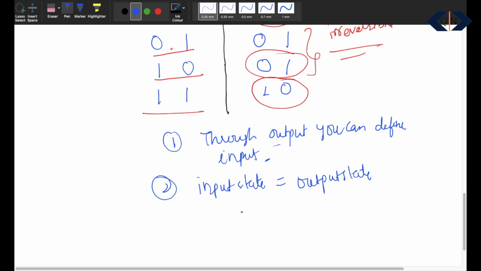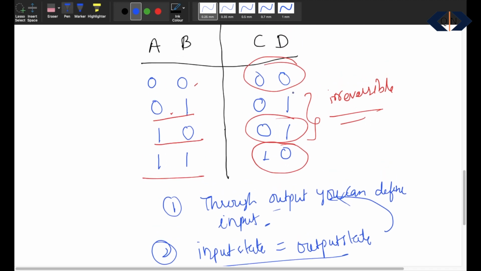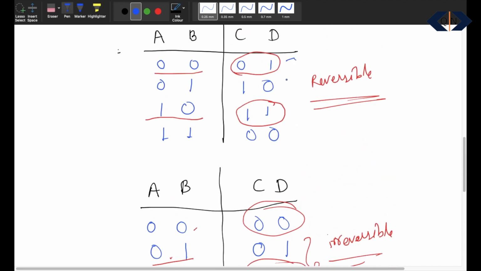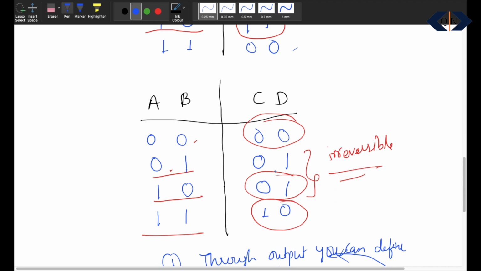This is the second thing to determine: we need at least input state equal to output state. First thing we will check is that input state should be equivalent to output state. Then the third thing is that input and output should be distinct. Then only we can define the input, right? Here all the outputs were distinct, so we can define the input. But here, since two of them were the same, we can't define the input.